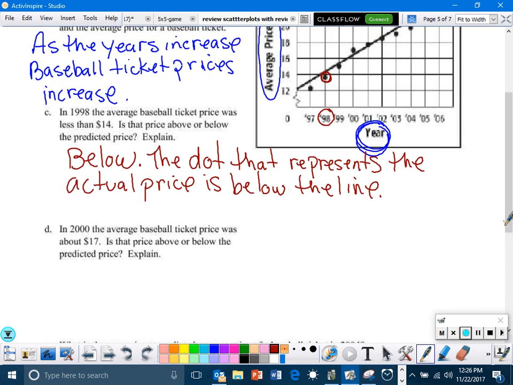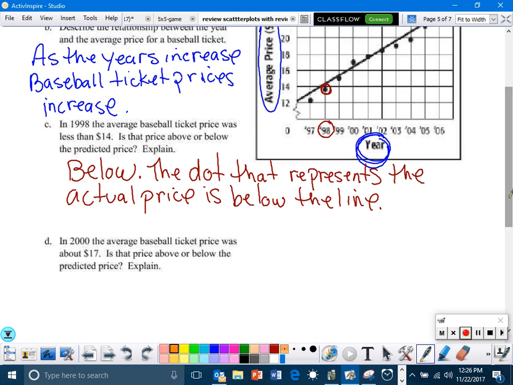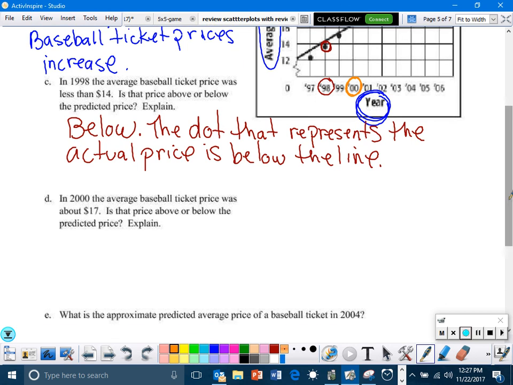Okay, the next one. In 2000, the average baseball ticket price was about $17. Is that price above or below the predicted amount? All right, so 2000 is right here, and here's the dot, which is above the line. So we are going to say above.